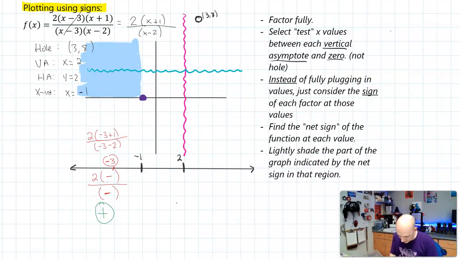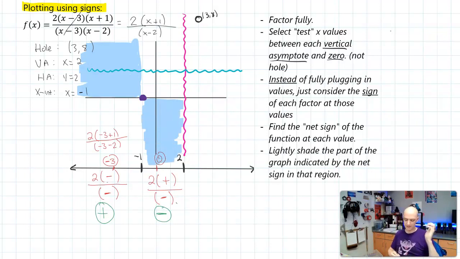Now we're going to flip to the middle region, and we're going to pick a test value. Test value 0 is always a good test value. 0 is pretty easy to plug in, and you could just plug in 0, but if you don't want to do that, you could still say 2. Then 0 plus 1 is going to be a positive number. On the other hand, 0 minus 2 is going to be a negative number. So I have 2 times a positive over a negative. That means the net sign is negative, because a positive over a negative is a negative. And that means that between negative 1 and 2, the graph must cross the x-axis and be drawn below the x-axis.